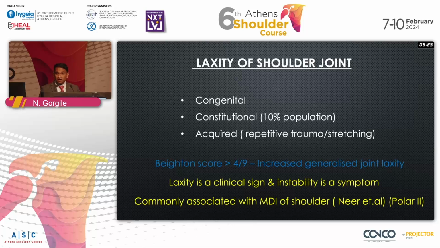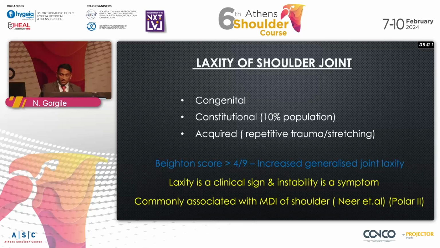We have mainly three types of shoulder laxity. That is the congenital one, which is most commonly associated with severe forms of syndromes and connective tissue disorders. Then we have the constitutional laxity, which is very common in the generalized population, although these patients may not be symptomatic, and they may not have any pain or subluxations.